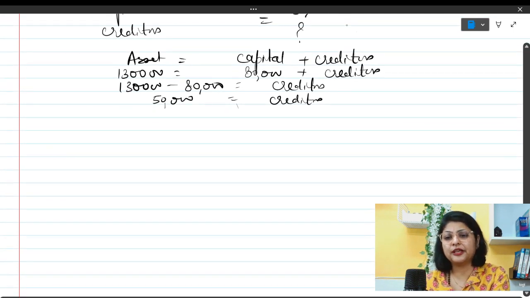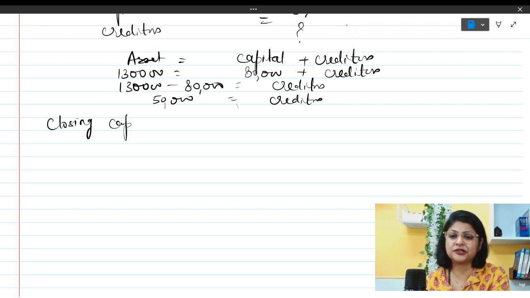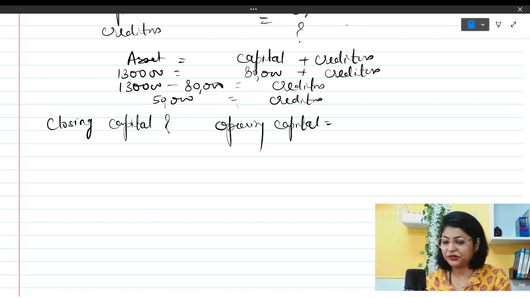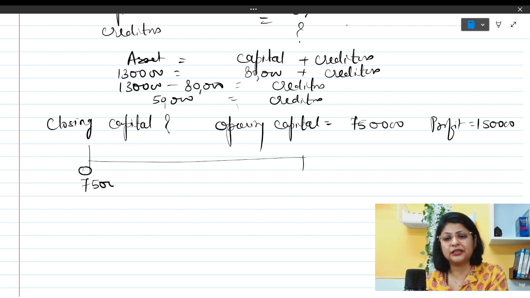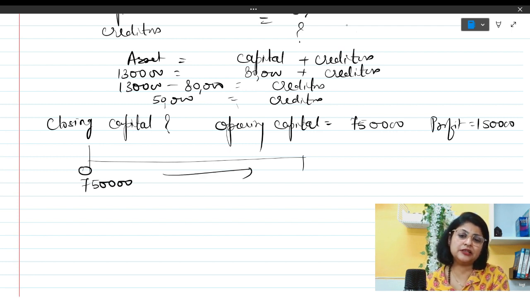They're asking you to find out the amount of closing capital. So closing capital in this question is a question mark. They've given you opening capital. Opening capital is given to you as 7,50,000 and they have also given us profit. So profit is being given as 1,50,000. So this is the beginning of the year where my opening capital is 7,50,000 and during the year we have earned the profit of 1,50,000.